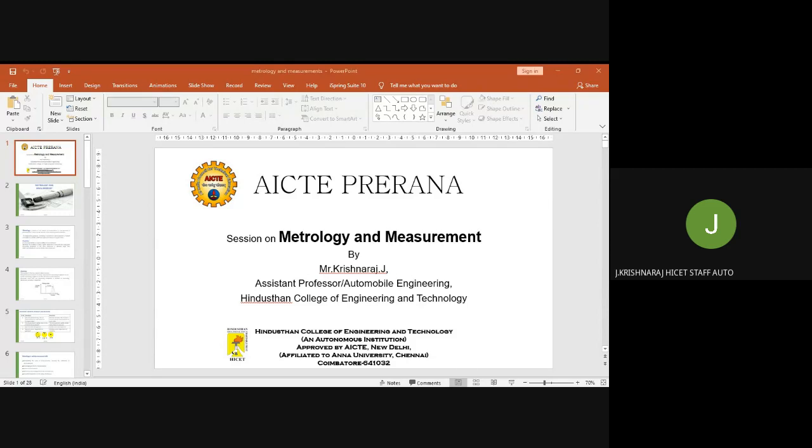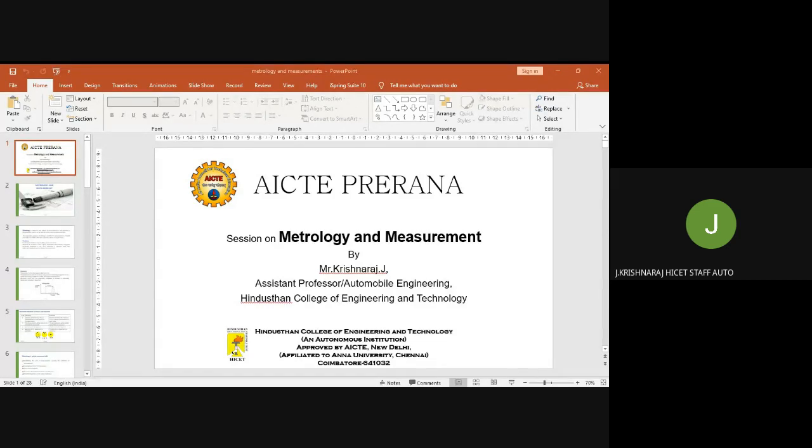So for that, you have gone through the GATE coaching classes. Right, so as a part of this, today we are going to learn about metrology and measurements. Mr. Krishnaraj is a professor from the Department of Automobile Engineering in Hindustan College of Engineering and Technology. So I'm going to handle this session. Yes, students.